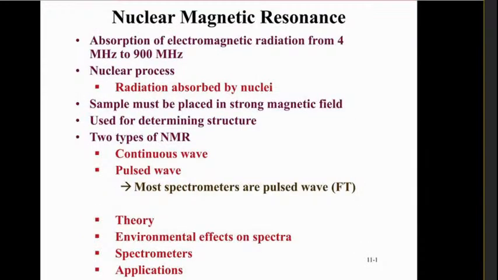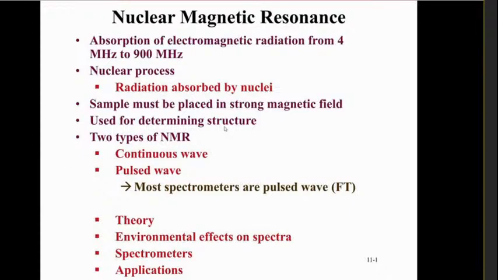Then another one is the NMR concept. This NMR concept is a very, very important thing. It's also absorption of electromagnetic radiation from 4 MHz to 900 MHz. NMR spectroscopy is an absorption electromagnetic radiation based technique. In this technique, it can absorb radiation between 4 MHz and 900 MHz. This radiation is absorbed by the nucleus or nuclei of the compound.